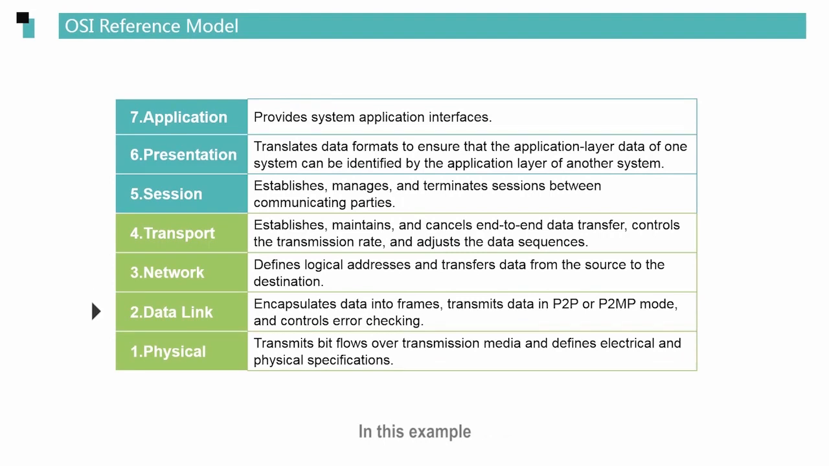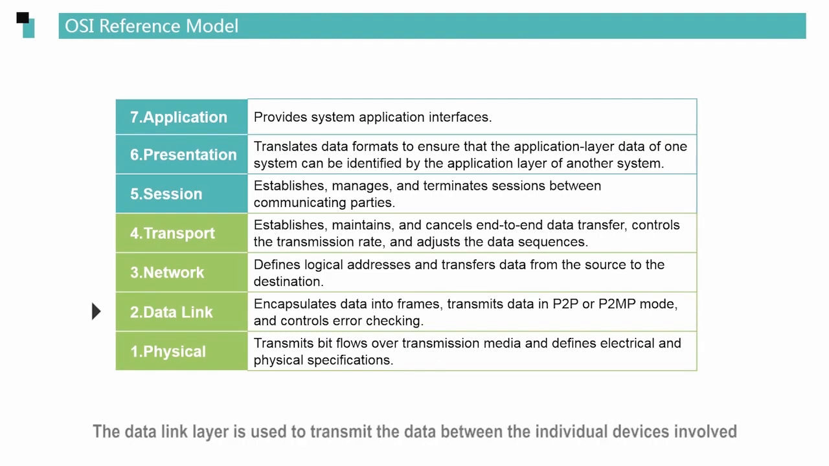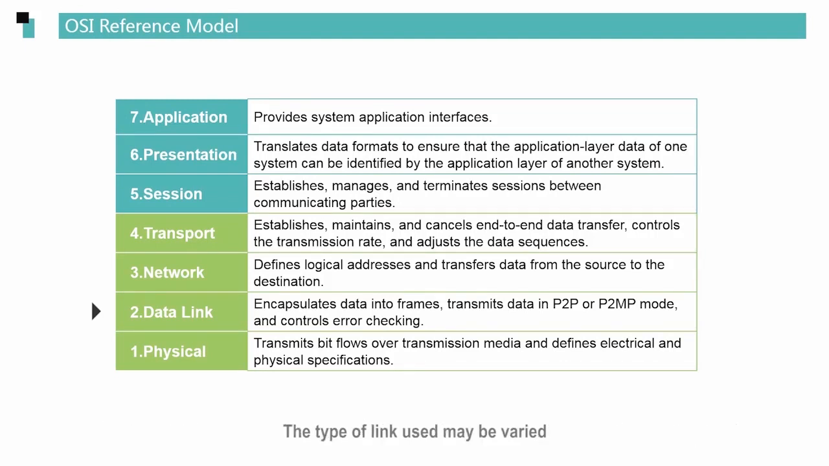In this example, data can't simply be sent directly from the PC in China to the PC in the USA. The data link layer is used to transmit the data between the individual devices involved. The type of link used may be varied. Some are Ethernet links, some are frame relay links, some are PPP links.